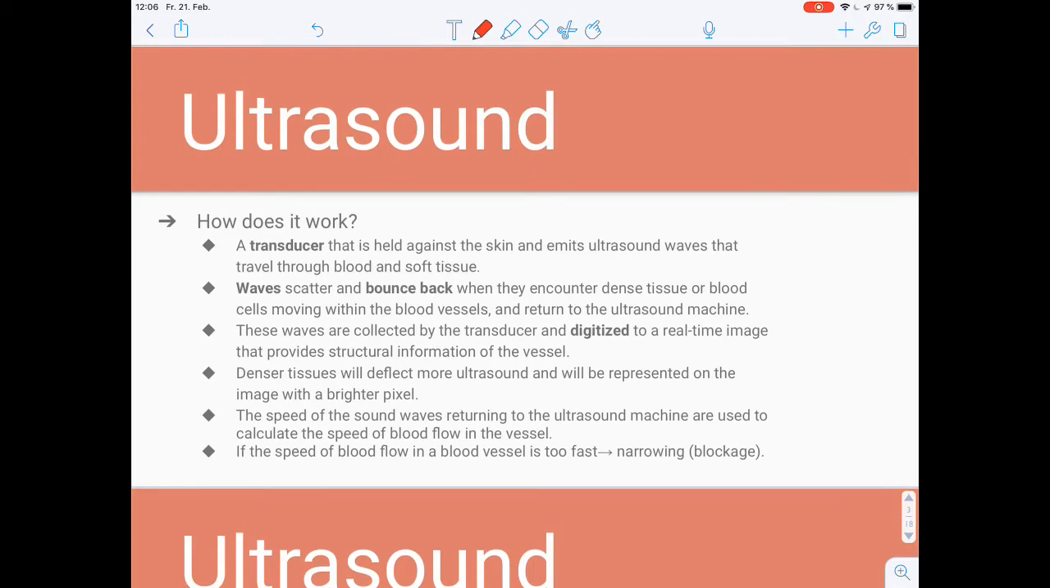First, a transducer that is held against the skin emits the ultrasound waves that will travel through blood and soft tissue. These waves will scatter and bounce back when they encounter dense tissue or blood-moving cells that are within the blood vessels, and they will return these waves to the ultrasound machine. The waves will be collected by the transducer and then digitalized to a real-time image that will provide structural information about the vessel. Denser tissue will deflect more ultrasound and will be represented on the image with a brighter pixel.